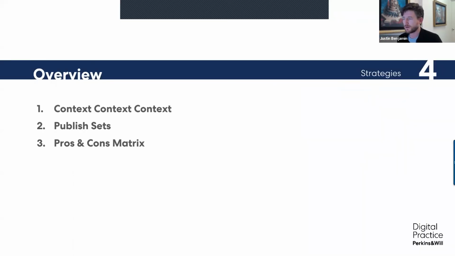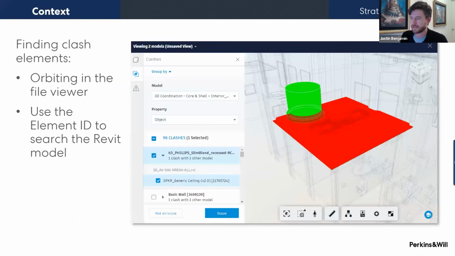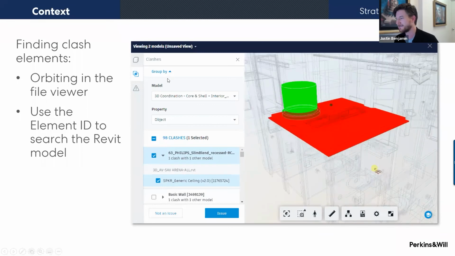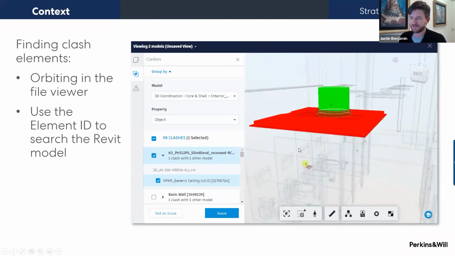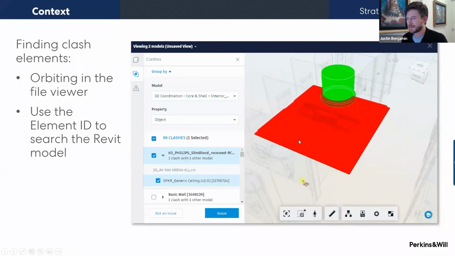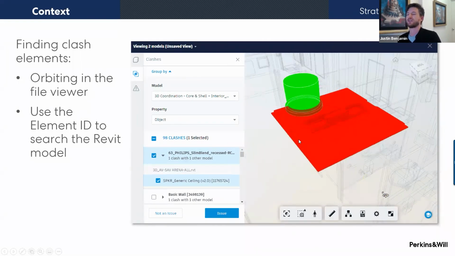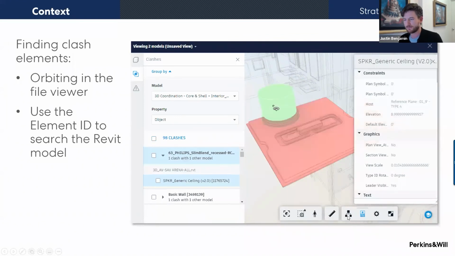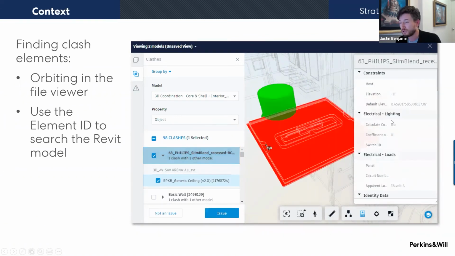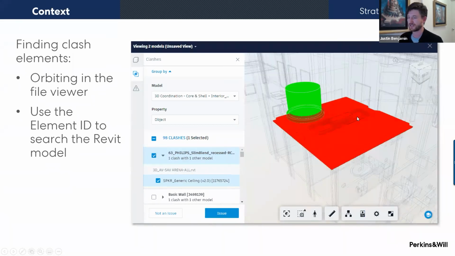Okay, so over to some strategies. We're at the end of the hour here. In this case, the lesson learned is just getting comfortable orbiting and selecting content. I find that the biggest challenge often is, when you isolate a clash, how to get comfortable with the properties such that you can know where you are. And do know that right now you can go to the properties and actually copy the element ID, go to Revit, search the element ID and find it.